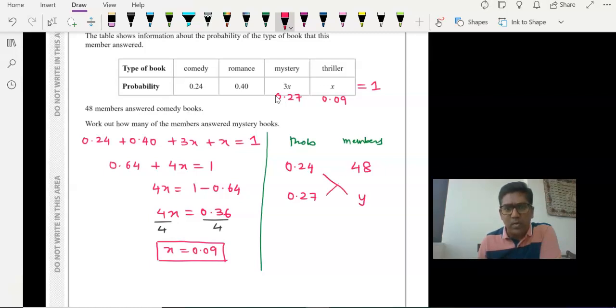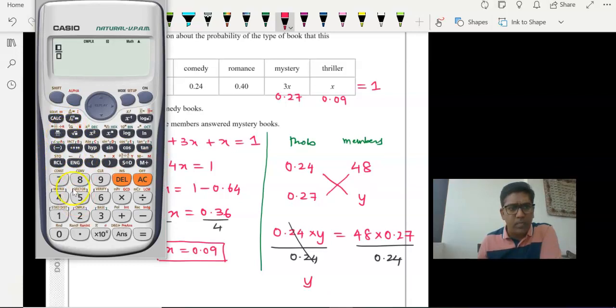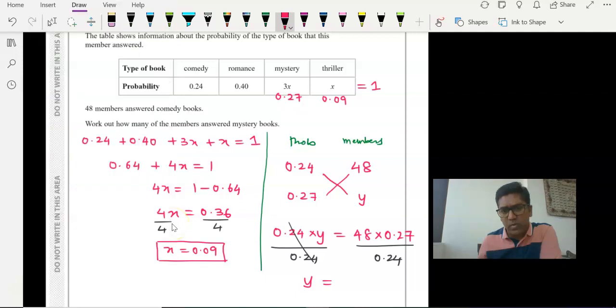So you can take cross product, it should be equal. So 0.24 times y is 48 times 0.27. Now to find the value of y, divide both sides by 0.24. This will cancel out. So let's put this in the calculator. 48 times 0.27 over 0.24 gives you 54. So your answer is 54. So there are 54 members who answered mystery books.